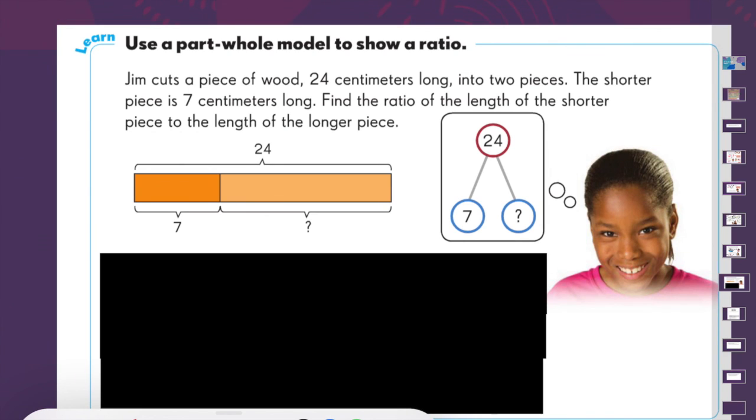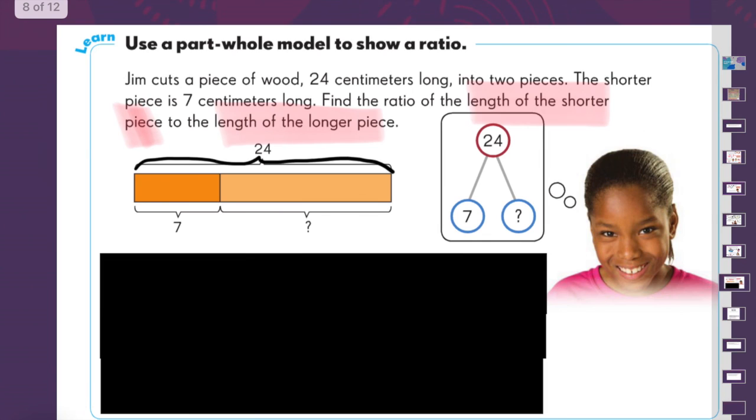So we need to find the ratio of the length of the shorter piece to the length of the longer piece. Okay, so how are we using a bar model to show us this? Well, we can see that the total length is 24 centimeters. We know one part of that. We know that part of that is 7. So to figure out the missing piece, we would need to subtract.